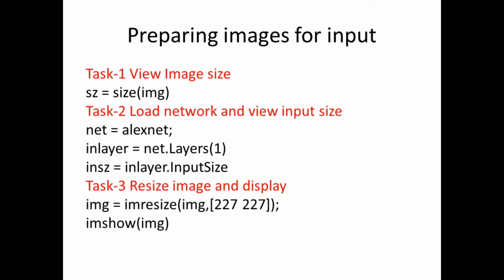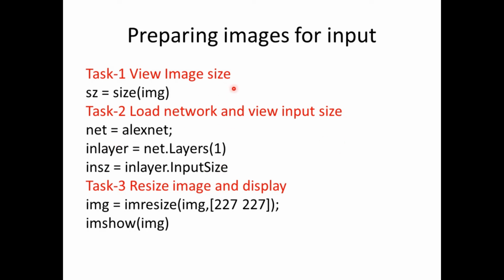Now if you display the image using the imshow command, you can notice the change in the size of the image from this command on the command window. So please remember, sz is the size of the existing image, whereas inz is the size of the neural network layer, that is, the input size.